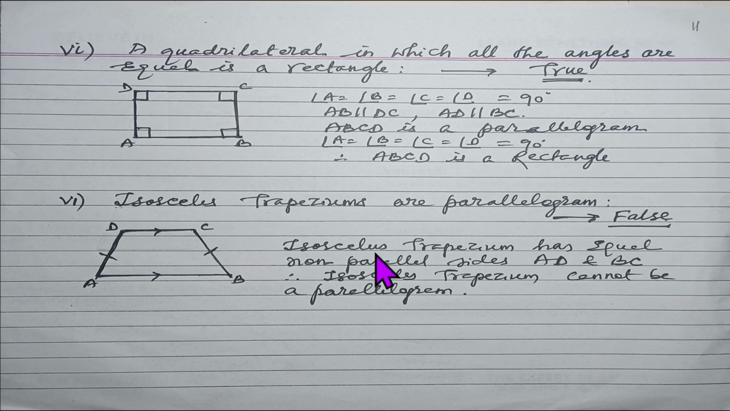Now coming to the next statement, isosceles trapeziums are parallelograms. It is a false statement because in an isosceles trapezium one pair of sides is parallel, but the other pair is not parallel. Although they may be equal, AD is equal to BC, they are not parallel, and therefore it cannot be a parallelogram.